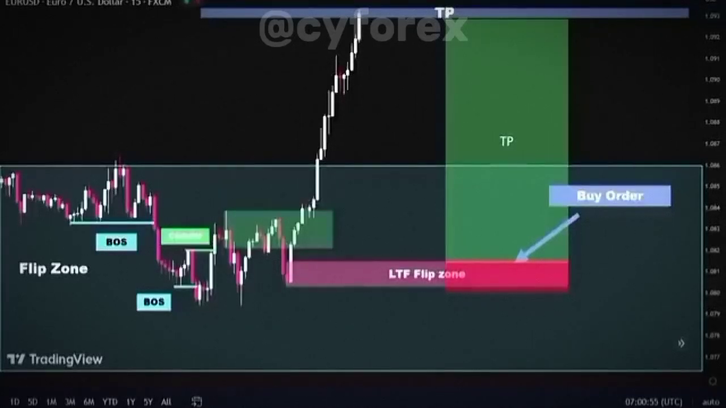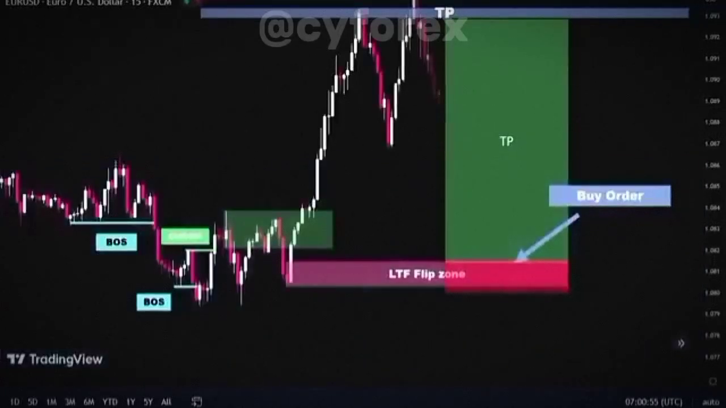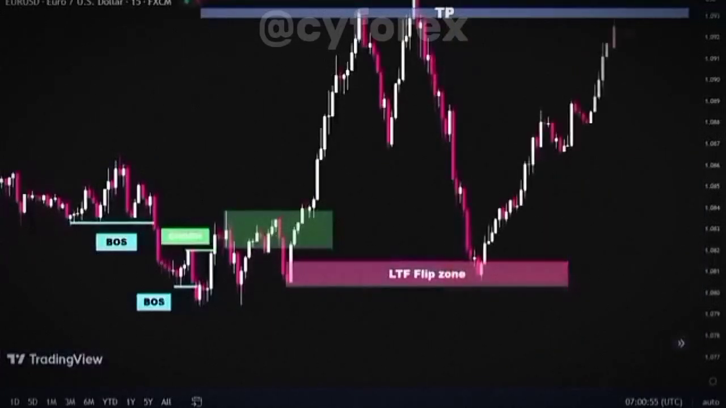Now that our buy order is in place, let's see how the market reacts. As we can see, our order has been activated and we have successfully entered the market. Now, as you can see, our take profit has been hit and the trade has been closed with a profit.